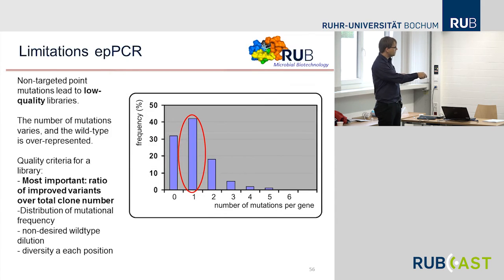But if we have 1 per gene, 30% have too many, and this is wild type. So you see, we don't get a sharp distribution of 2 per gene, but we would get a distribution.